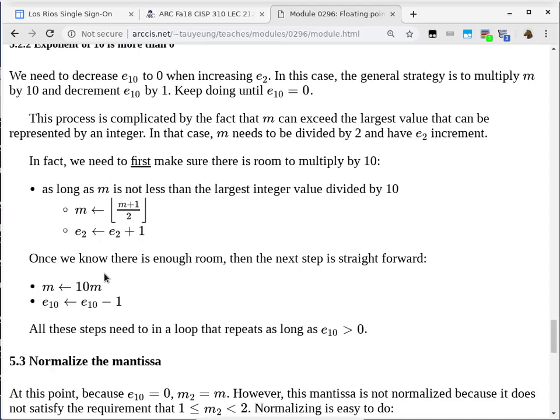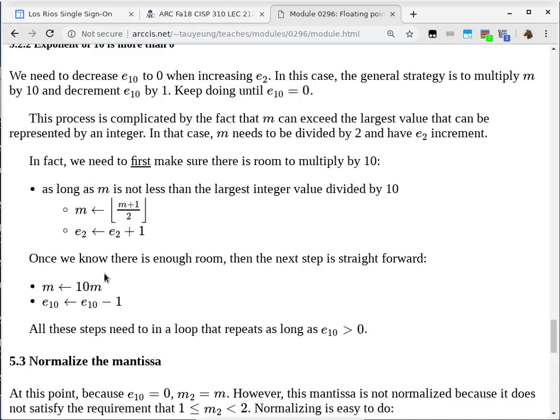Well, in order to decrement E10, we have to multiply the mantissa by 10. Does that make any sense? Every time you multiply the mantissa by 10, you can decrease the exponent of 10 by 1. Okay? So we can keep doing that until E10 is 0. But in the process of multiplying the mantissa by 10 again and again and again, you might end up with a mantissa that cannot be represented by a 64-bit number anymore. And then what do we do?